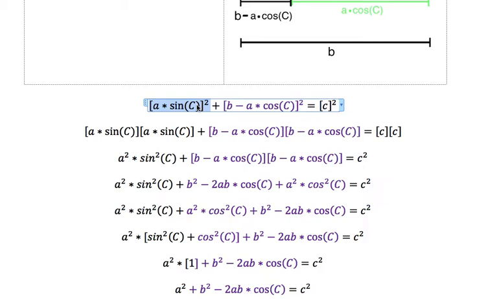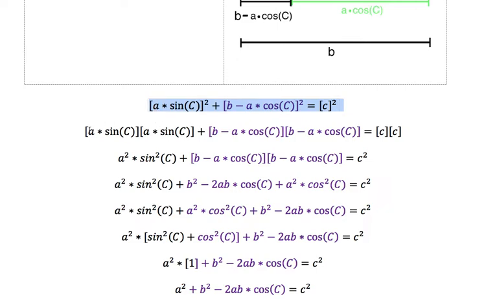So A times sine of C squared is just A times sine of C multiplied by A times sine of C. I did the same thing with the other ones. You have B minus A times cosine C squared, which just means it's that same thing multiplied twice. And C squared is obviously C times C. So I just separated all of the squares into two multiplies.